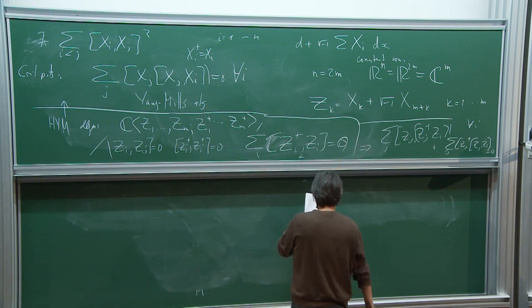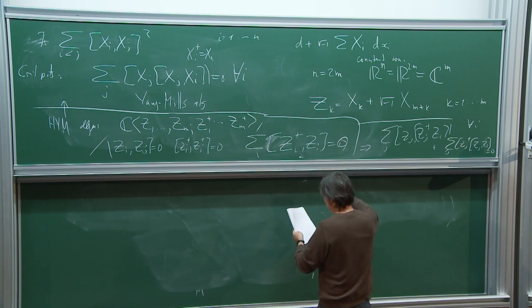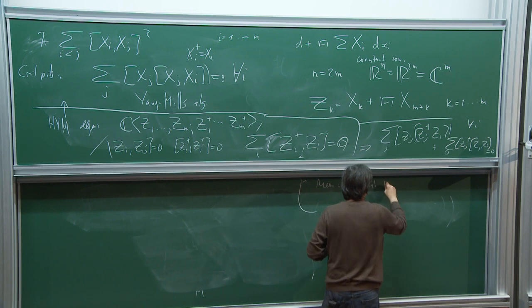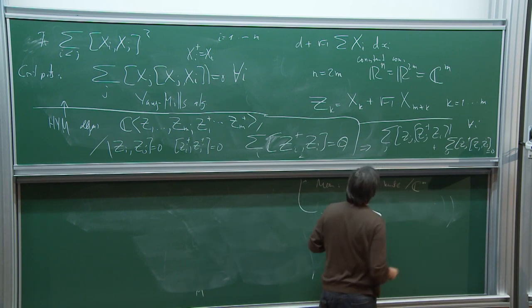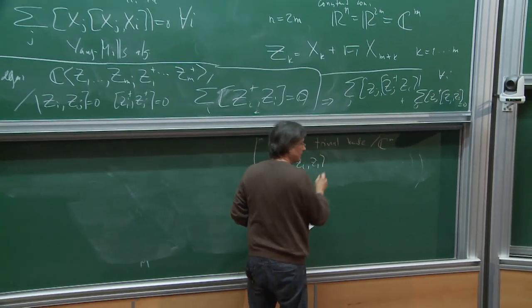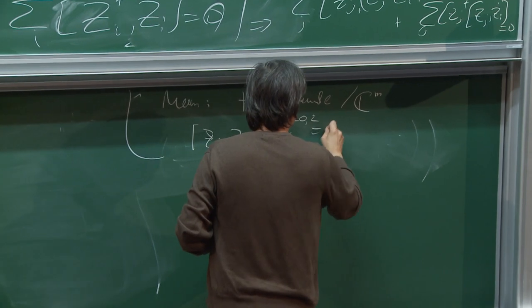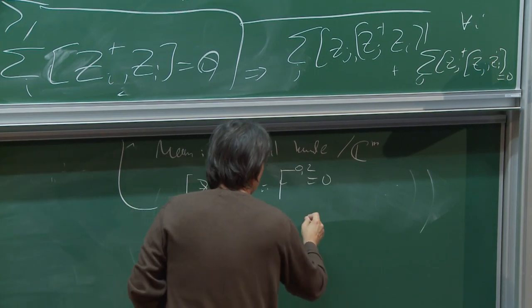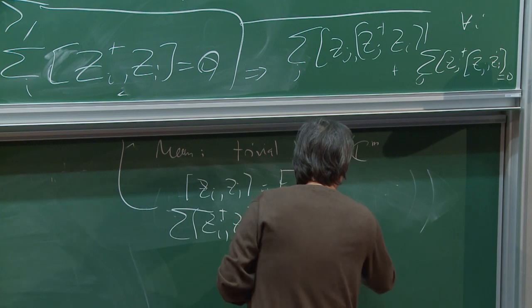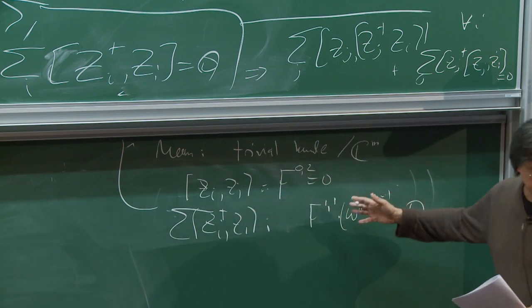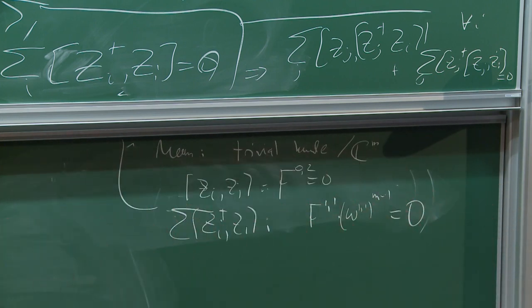the same story, consider connections, and if you consider a trivial bundle on CM and write the same connection, the condition that the Zi commute implies that it's holomorphic, that means that F02 is equal to 0. And this condition, the sum of Zi bar hat Zi, implies that F11 multiplied by omega, the Kähler form, to the power m minus 1 is equal to 0. And this is exactly the Yang-Mills equation from the Donaldson-Uhlenbeck-Yau theorem.